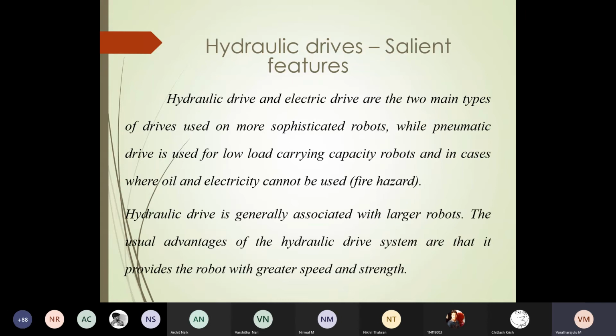And concerning the hydraulic drives, they are generally associated with larger robots. The usual advantage of the hydraulic drive system is that it provides the robot with greater speed and strength.